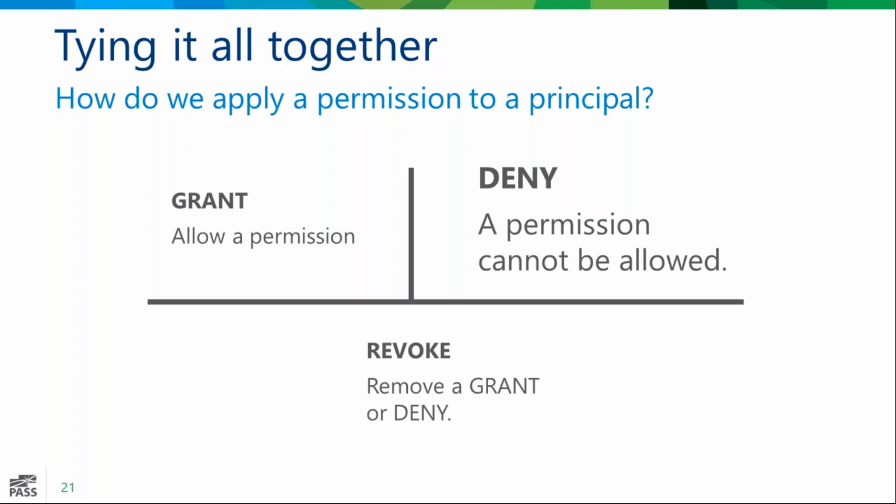All right, this is an important one. This throws people a lot. Grant and deny are opposites. Grant and deny combined are the opposite of revoke. Okay, grant and deny apply a permission, positive or negative. Revoke removes a permission.